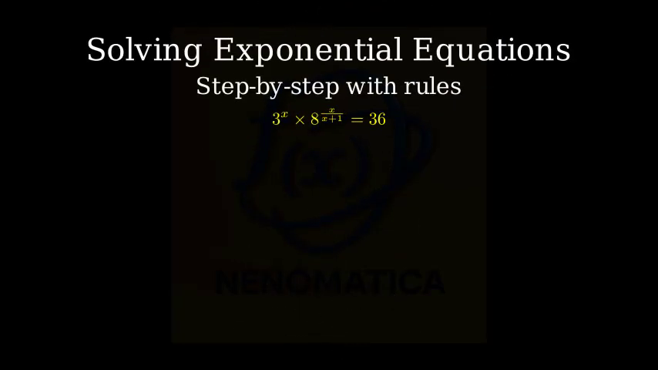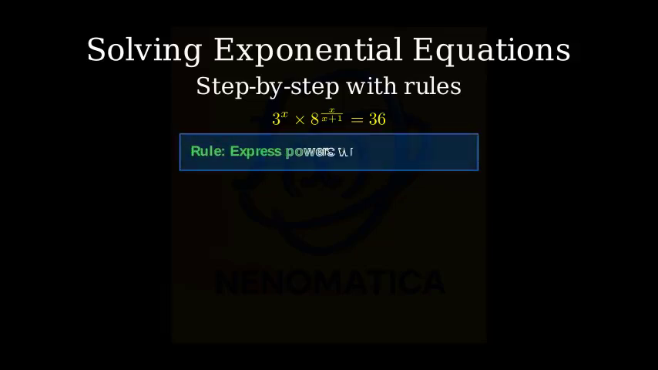We need to solve the equation 3 to the power of x times 8 to the power of x over x plus 1 equals 36. Our first step is to express all terms with the same base. Let's start by remembering that 8 equals 2 cubed, so we can rewrite 8 to the power of x over x plus 1 as 2 to the power of 3 times x over x plus 1. Also, 36 can be written as 3 squared times 2 squared.